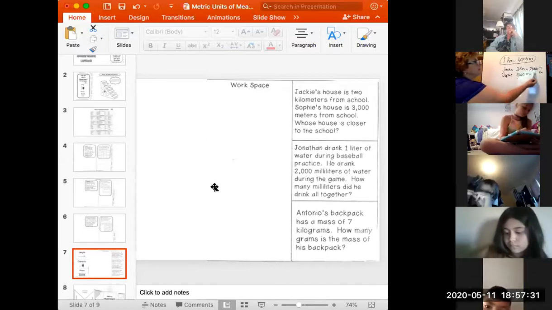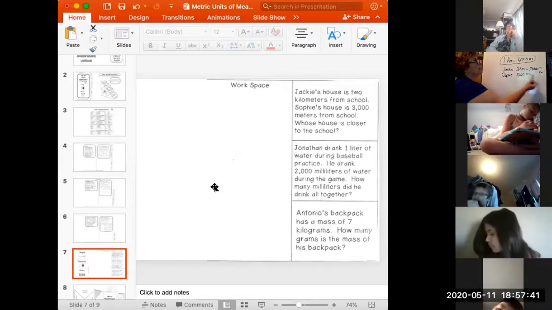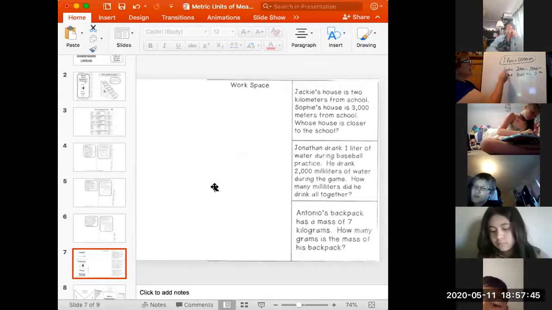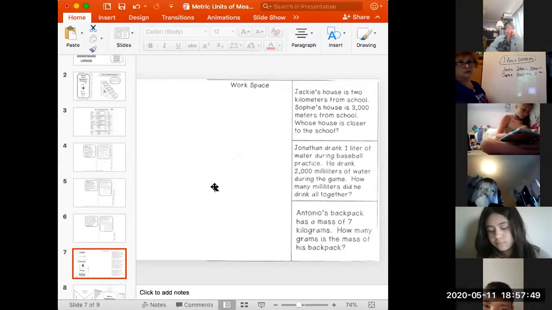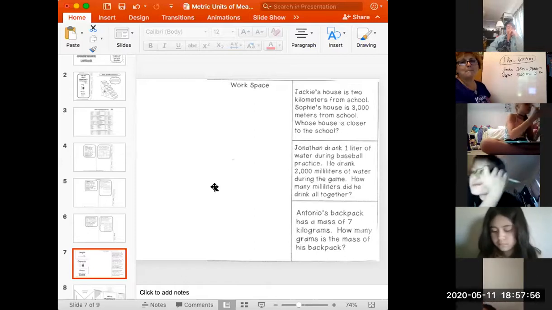Look at what you did here. Three million? No, you're going backwards. You went from meters to kilometers. Now we're going from meters to kilometers. What did they do? Three kilometers. So if Jackie is 2 kilometers and Sophie is 3 kilometers, it says, whose house is closer to the school? 2.